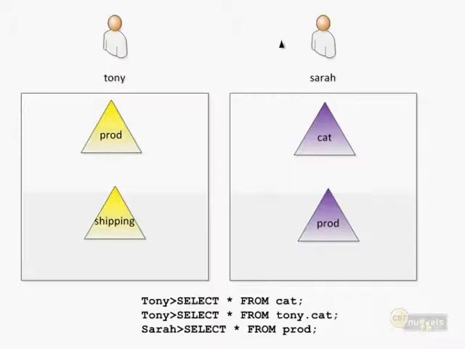Let's say we have 2 Oracle users. We have Tony and Sarah. Now, sometimes Oracle users are referred to themselves as schemas. I've always found that very confusing. If we want to use that nomenclature, we could say that an Oracle user that has the ability to create objects is a schema. And the reason for that is when Tony creates tables, let's say Tony created a table called prod and a table called shipping, Oracle virtually partitions those objects in Tony's schema.